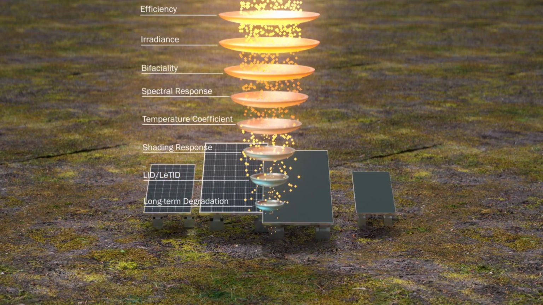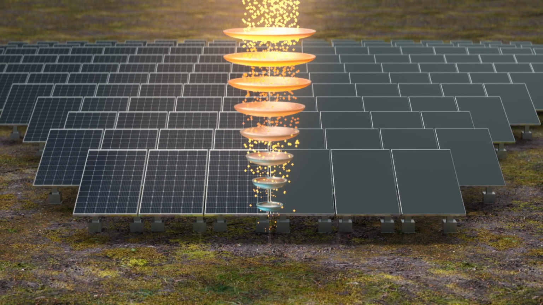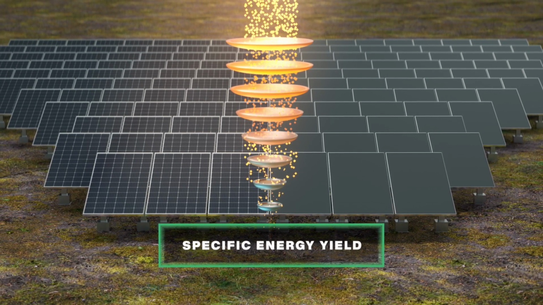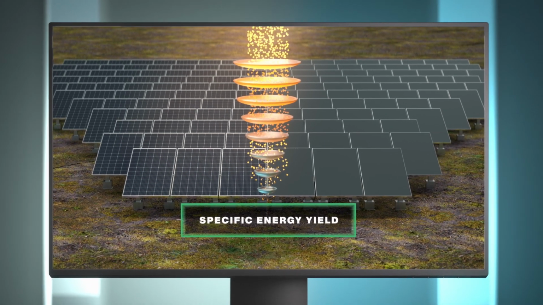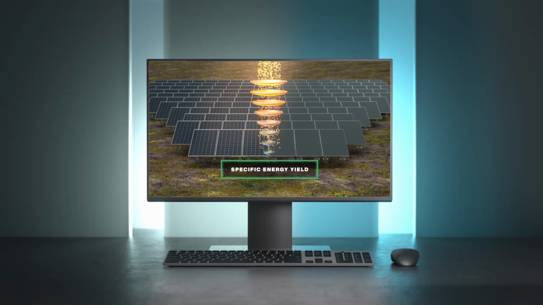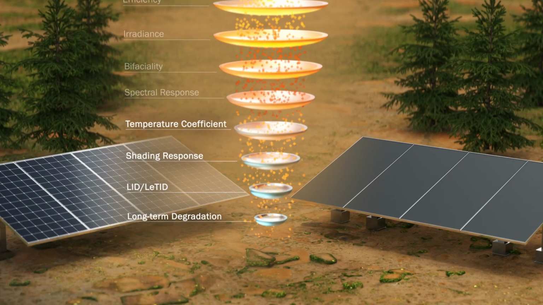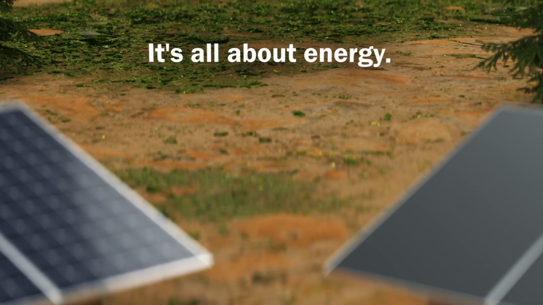So, what's the most comprehensive way to assess the long-term energy performance of a solar module? Specific energy yield. This is the only way that accounts for a solar module's output power through the full range of real-world conditions, while also factoring in technology-specific performance characteristics. Using energy prediction software like PlantPredict or PVsyst makes it easy to calculate specific energy yield for your solar project. It's the best way to get the insight you need to select the solar technology that's right for your project, because it's all about energy.